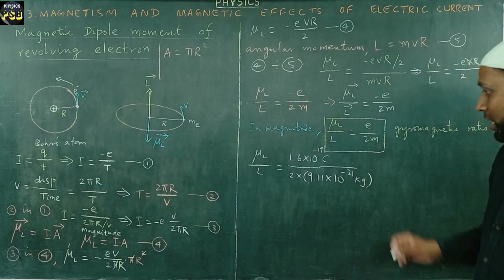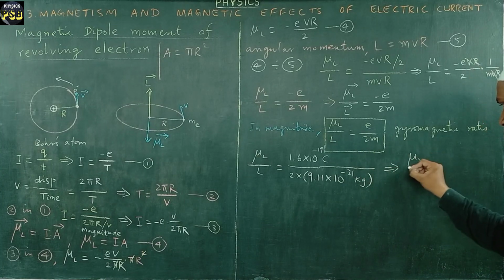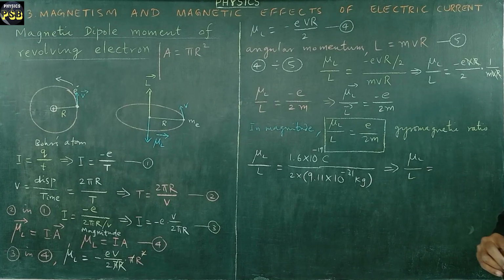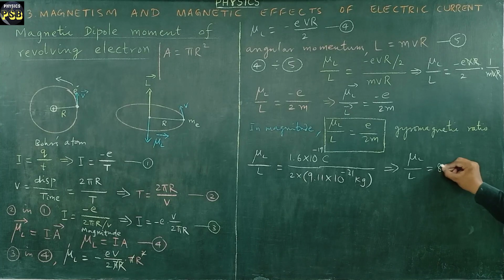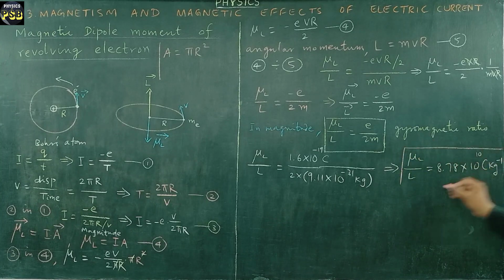Clear? Now if we divide this, the value of the gyromagnetic ratio, that is μ_L upon L, is found to be equal to 8.78 × 10^10 coulomb per kilogram. This is the value of the gyromagnetic ratio. I box this for better visibility. Understand? Now we'll go ahead.